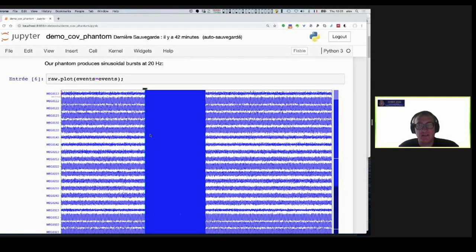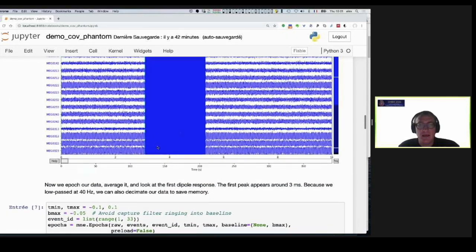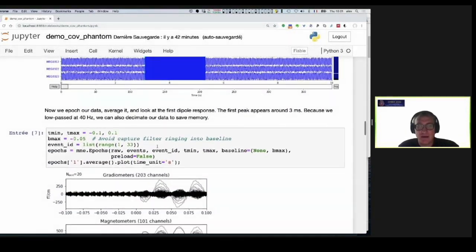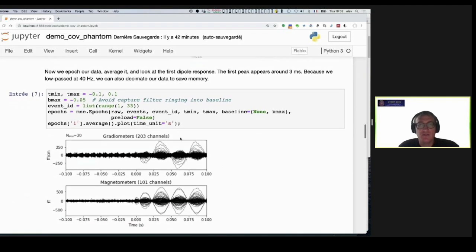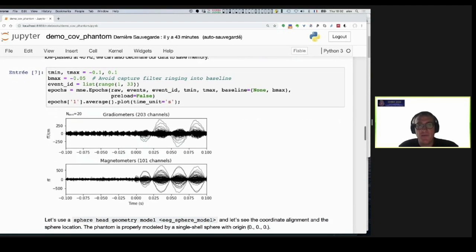Okay, our phantom produces this sinusoidal burst that we'll see in a minute. So here this is plotting the data using the events. And now I'm going to define epochs, which means that I'm going to extract chunks of data around the onset of the phantom activation. For this, I obtain my events, which tell me when I have these onsets. I have many dipoles that are actually present in the data. I'm going to consider 32 of them, from 1 to 32. And here what you see is just the evoked response, so the average activity of the phantom for the location of the dipole at position 1.